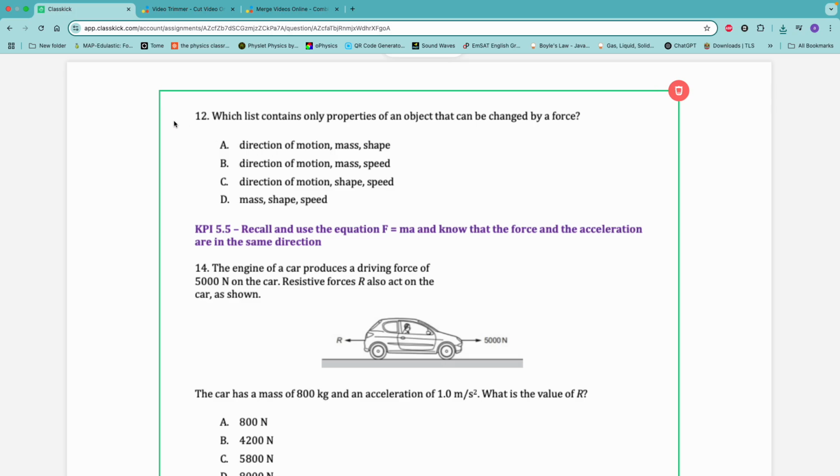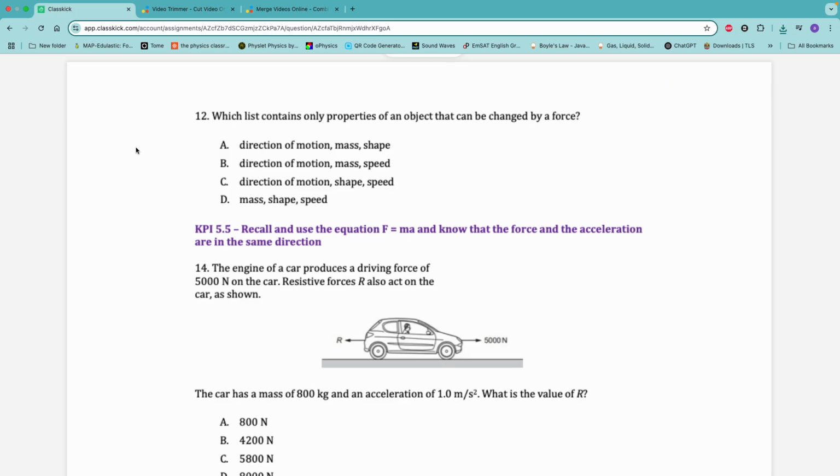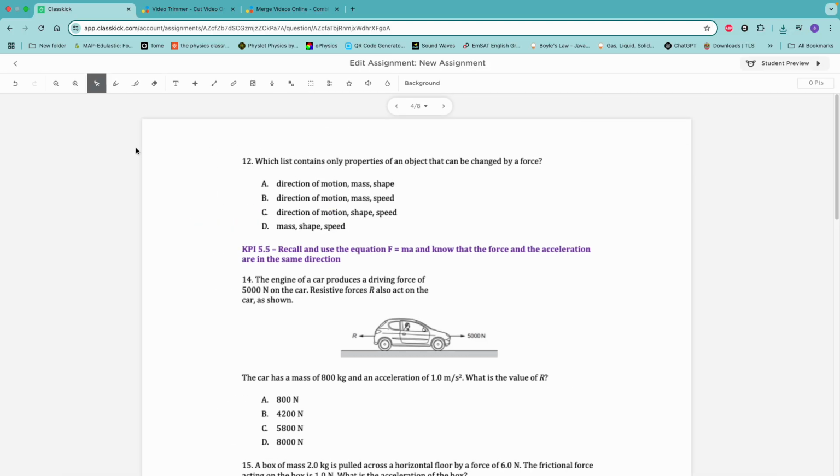Question 12. Which list contains only properties of an object that can be changed by force?